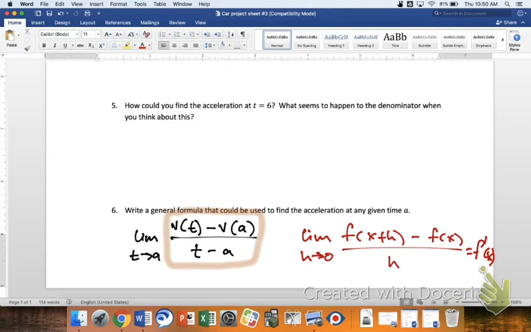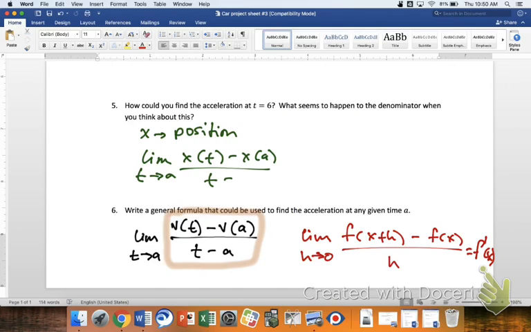For example, what if I told you, you don't have to write this down, you can just look at this. What if I told you that x stood for position of somebody walking around or a car driving around or whatever, and then I told you limit as t approaches a of x of t minus x of a over t minus a. Do you see how that's just a different version of the derivative? If x is position, any ideas on what that full expression would stand for?